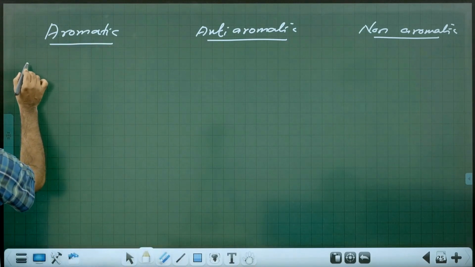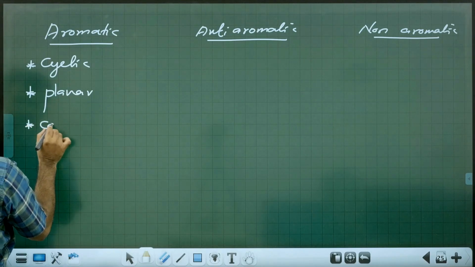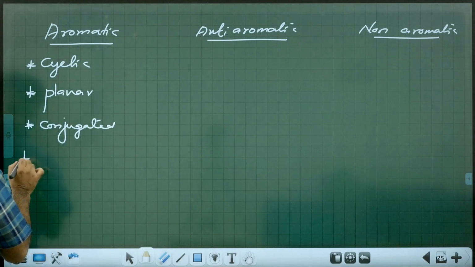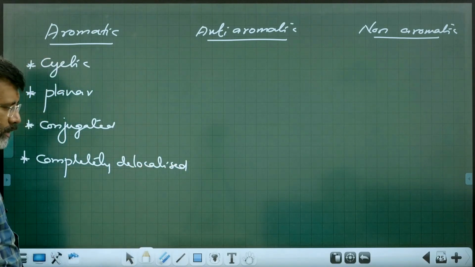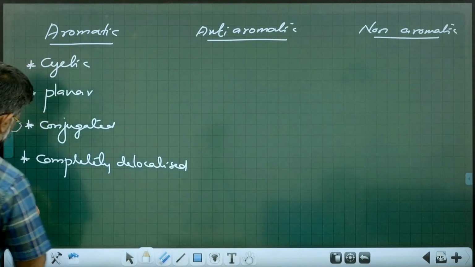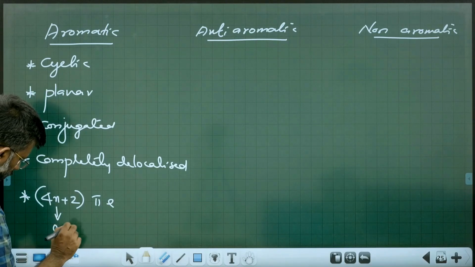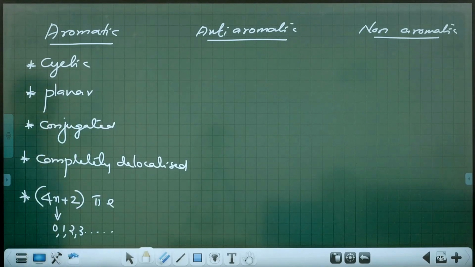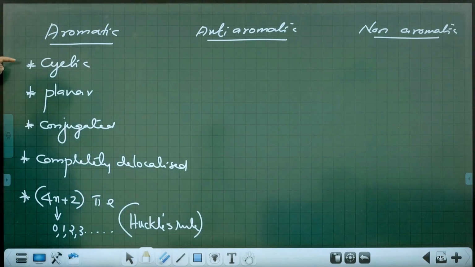So aromatic means the molecule should be cyclic, planar, conjugated, and completely delocalized. What is meant by delocalized? The electronic system keeps on jumping through resonance, complete resonance, and the molecule has 4n plus 2 pi electrons, where n is equal to 0, 1, 2, 3, etc. And that is known as Huckel's rule. So any molecule which is cyclic, planar, completely conjugated, completely delocalized, having 4n plus 2 pi electrons is called aromatic.